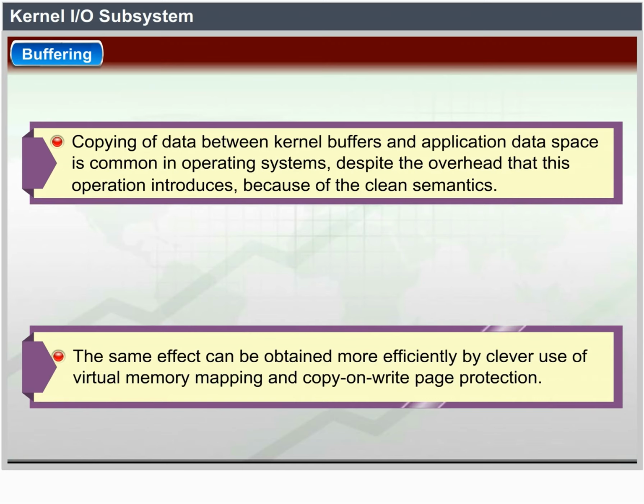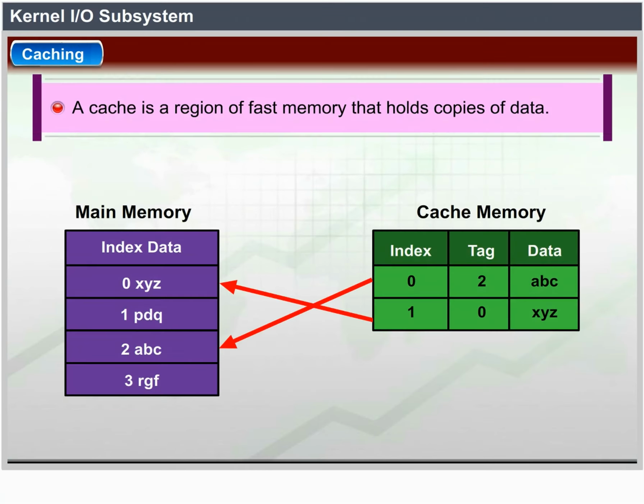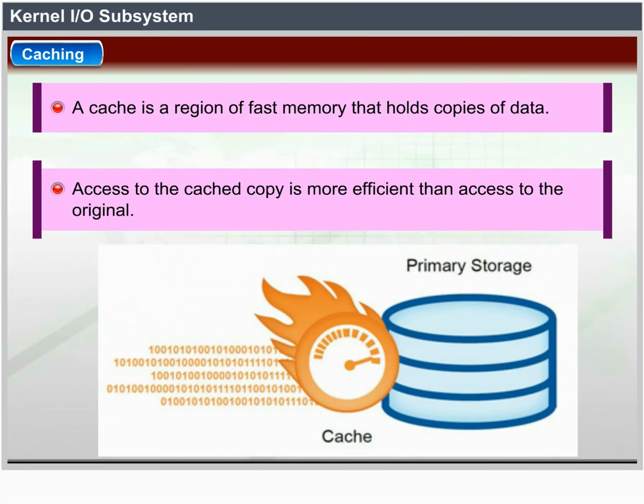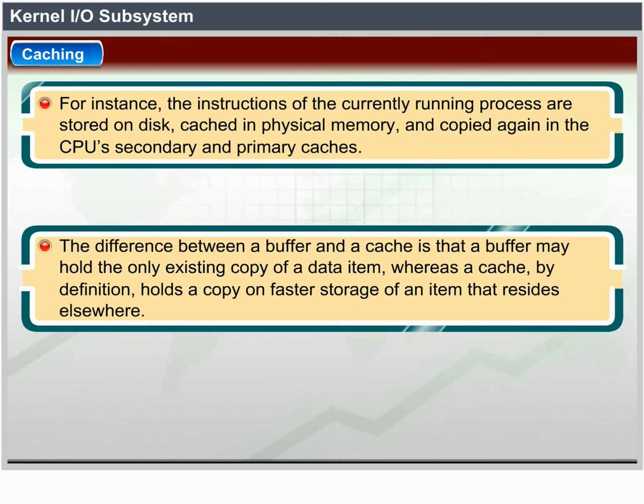Caching. A cache is a region of fast memory that holds copies of data. Access to the cached copy is more efficient than access to the original. For instance, the instructions of the currently running process are stored on disk, cached in physical memory, and copied again in the CPU's secondary and primary caches. The difference between a buffer and a cache is that a buffer may hold the only existing copy of a data item, whereas a cache, by definition, holds a copy on faster storage of an item that resides elsewhere.